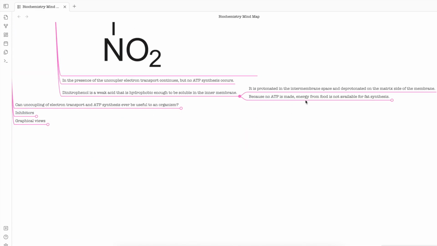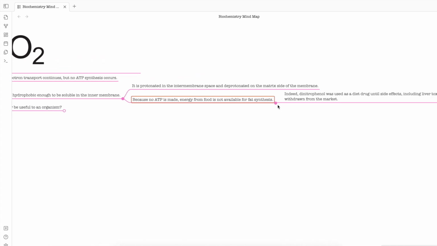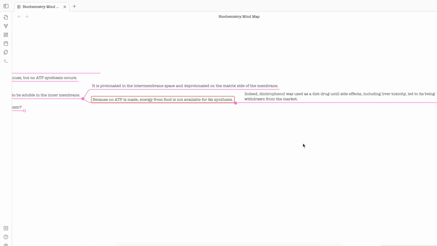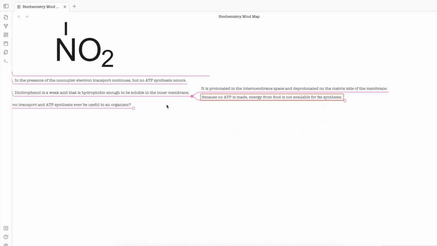Okay, and because no ATP is made, energy from food is not available for fat synthesis, obviously. So this dinitrophenol was used as a diet drug until it was discovered that dinitrophenol is very toxic for our liver, and then it was banned.